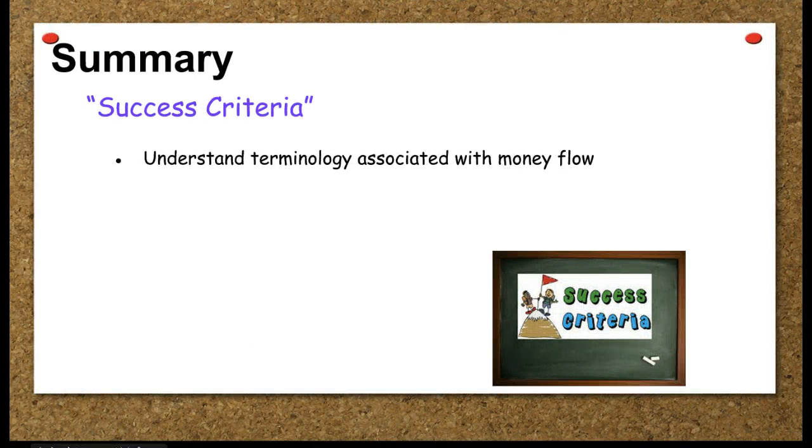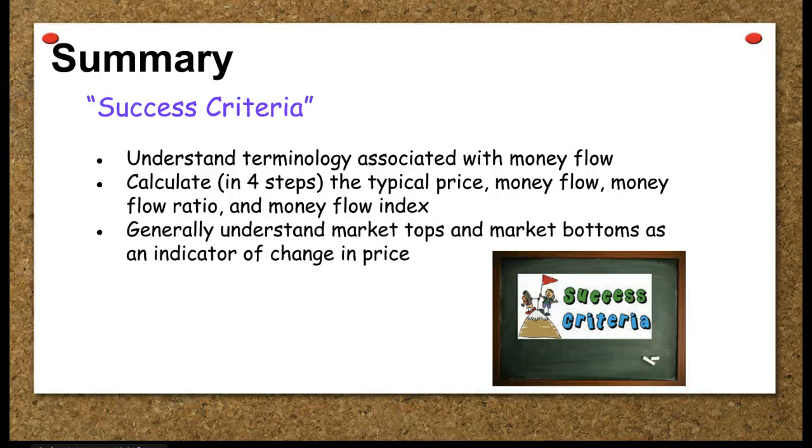All right, let's summarize our success criteria. So at the end of this lesson, you should understand terminology that's associated with money flow. You should also be able to calculate and have in your notes the 4 steps to finding your first, typical price, second, your money flow using volume, third, the money flow ratio, and finally, the money flow index. Make sure you understand the positive flows versus the negative flows. And finally, understand the market tops and market bottoms as an indicator of change in price.